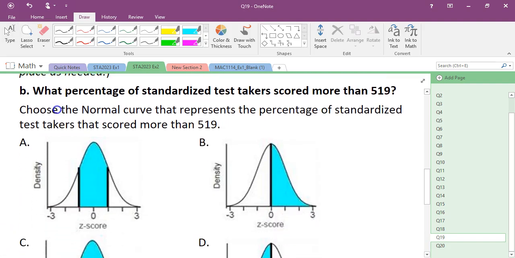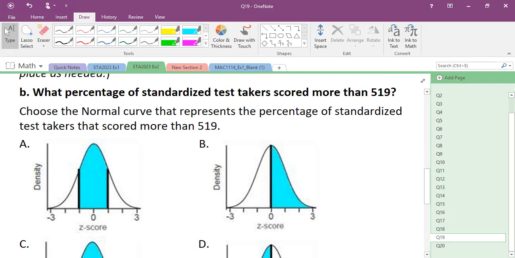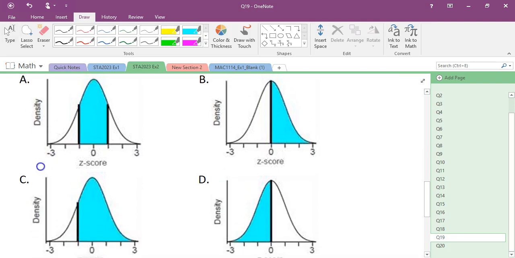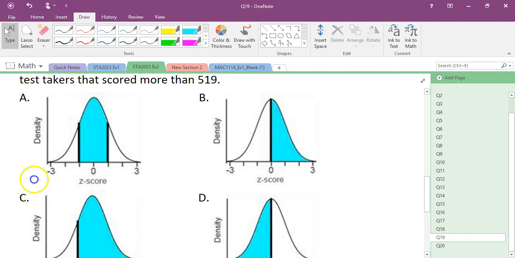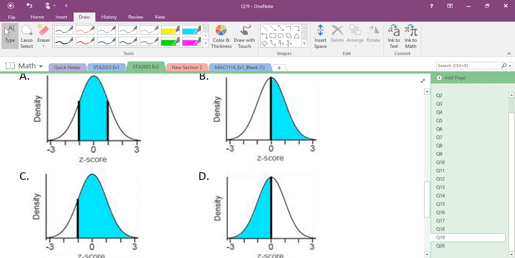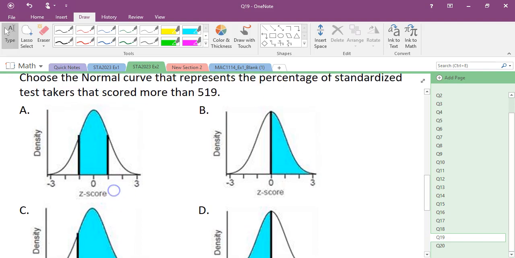Okay? Now this one says, what's the percentage of standardized test scores that are 519 and more? So which picture represents the 519 and more? It's not C. Remember, what's our mean? It's got to be B, right? So we're right there at the mean. We're right there at 0. So it has to be B.